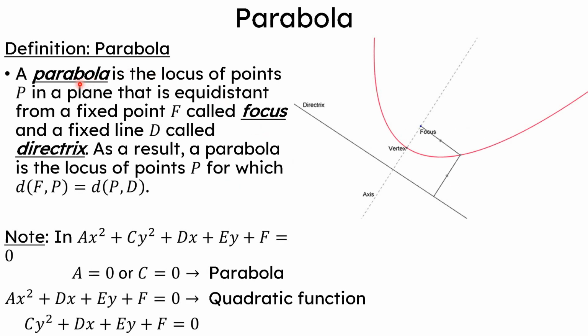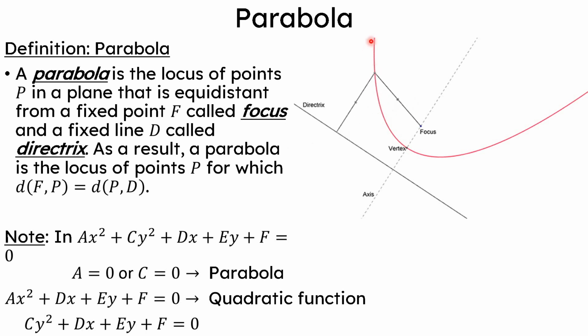So, we define a parabola as the locus of points P in a plane that is equidistant from a fixed point F called the focus and a fixed line D called the directrix. As a result, a parabola is the locus of points P for which the distance FP should be equal to the distance PD.